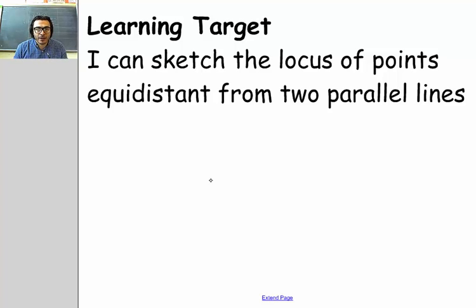It's Estrada here, and our learning target for this video is I can sketch the locus of points equidistant from two parallel lines.